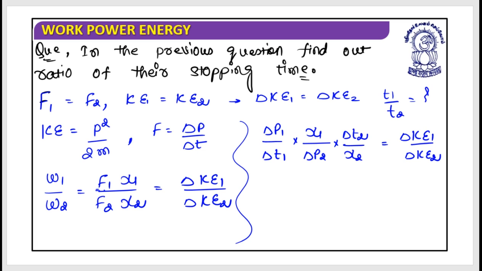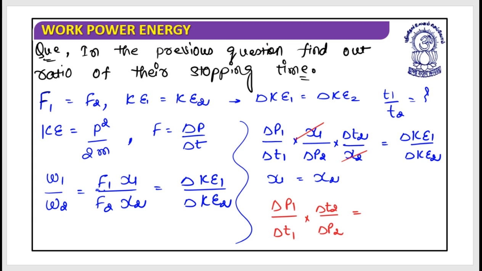Now in the previous example we proved that the stopping distances are equal, x1 equals x2, so I can cancel them out. So I am left with delta P1 divided by delta T1 over delta P2 divided by delta T2. It's their stopping time. Now kinetic energy.